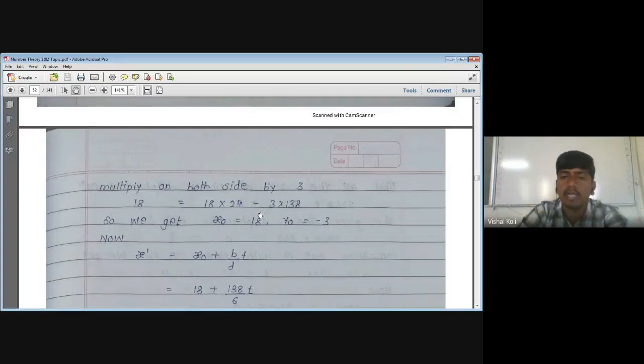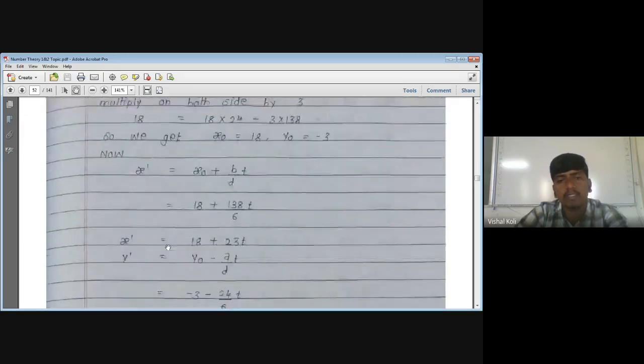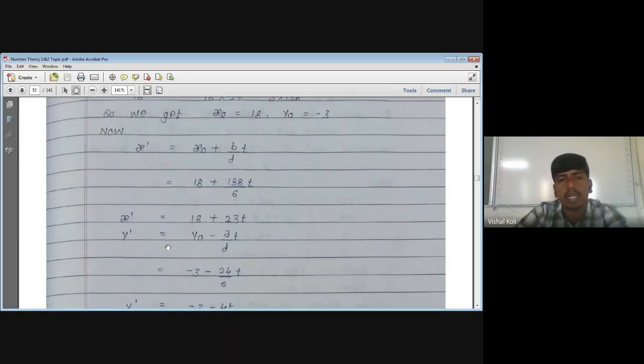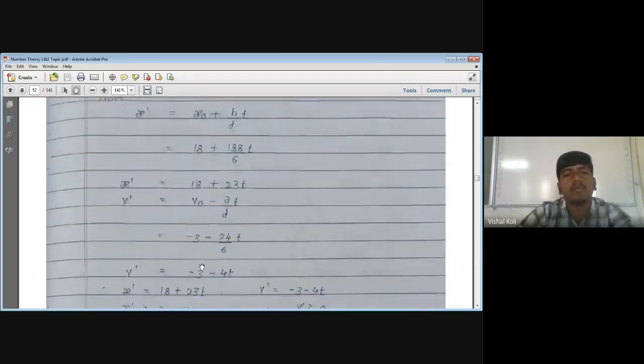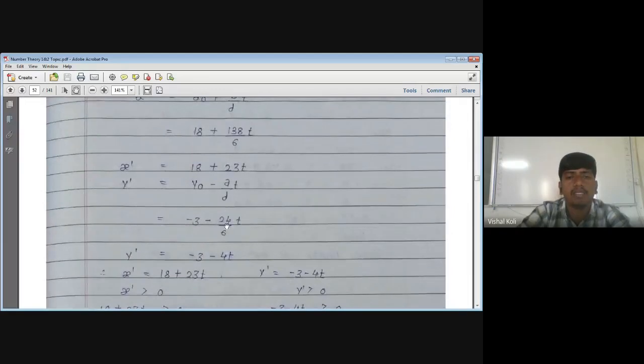Diophantine equation, and they are nothing but x dash is equal to x0 plus b upon d into t, and y dash is equal to y0 minus a upon d into t, where d is the GCD of two integers a and b. So x dash is equal to 18 plus b, which is 138, divided by the GCD of the two integers a and b, that is 6, into t, which is equal to 18 plus 23 into t, and y dash is equal to y0 minus a upon d into t. Okay, therefore y0 is nothing but minus 3 minus a, which is 24 divided by 6, into t, which is equal to minus 3 minus 4t.